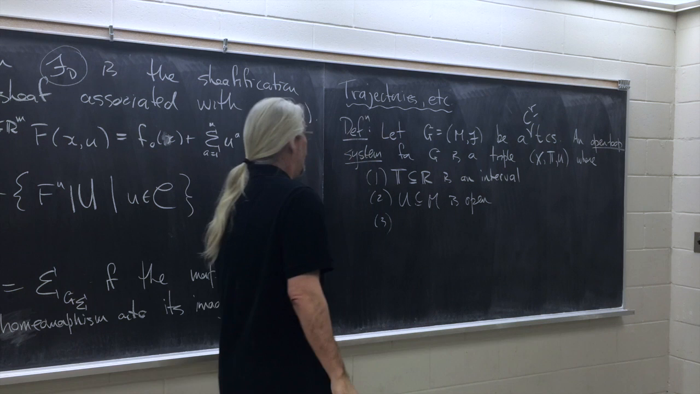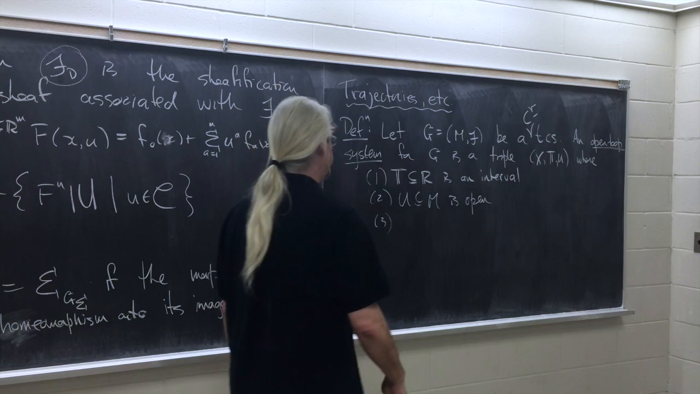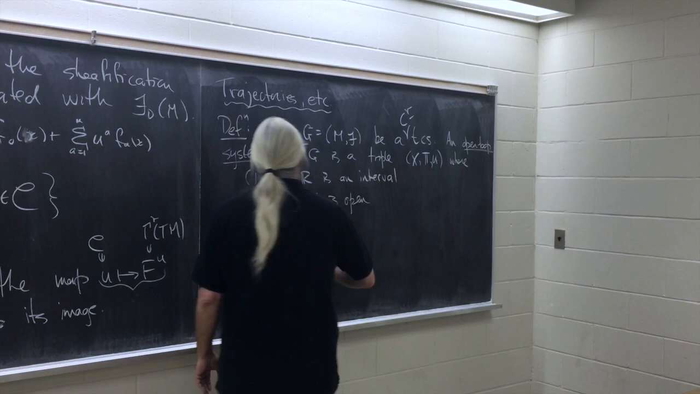T is an interval, U is an open subset, because I'm talking about tautological control systems, somehow open sets need to play a role here. Okay, I can't just consider things that are globally defined. And it doesn't really cause very many problems. And X here.